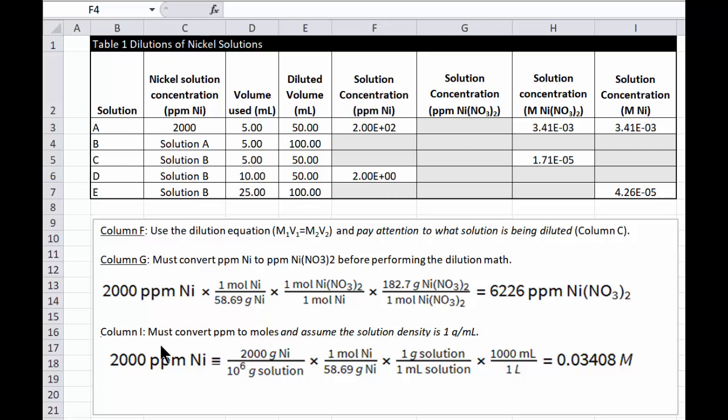Down here, if you want to cut to the chase, is what needs to be done for each column. In column F, we're using M1V1 equals M2V2, and we just need to pay attention to which solution is actually being diluted. Notice here for solution A, we're using our stock solution, which is a nickel solution, in this case nickel nitrate, with a concentration of nickel being 2,000 parts per million. Taking 5 milliliters and diluting it to a final volume of 50 milliliters is a 1 to 10 dilution, so we should expect to see a tenfold dilution, and it is 200 parts per million.